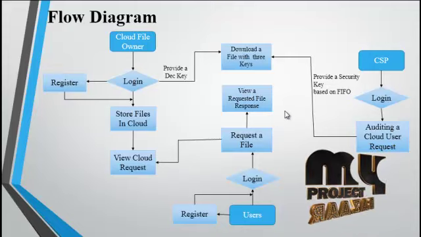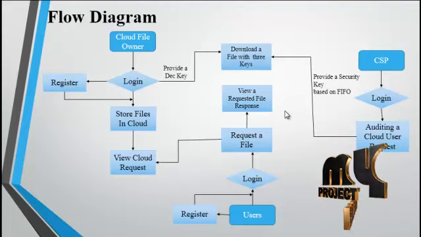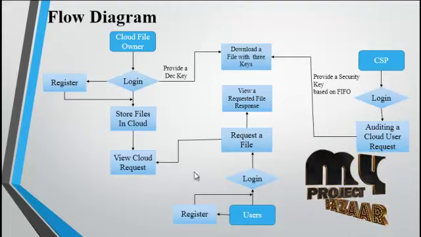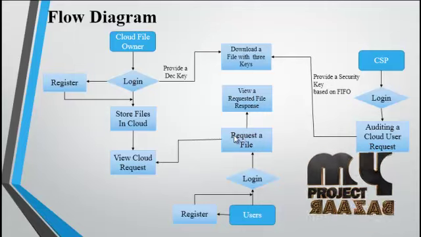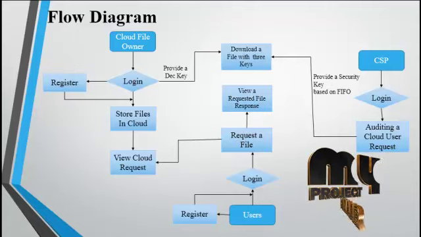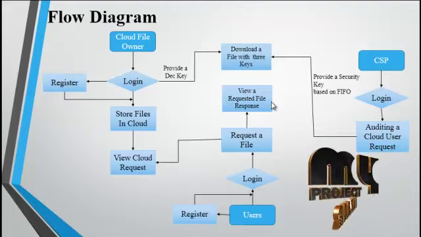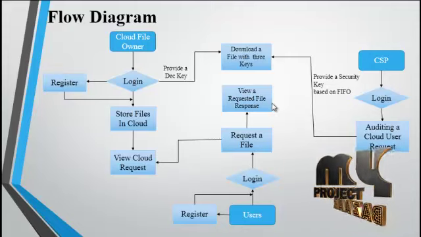The attribute key is generated automatically when the user logs into the system. This key is updated on every login for security purposes and individual identification. Finally, the user can view the requested file response if they get the key from the CSP. The user can download a file with three valid keys: the security key, the decryption key and the attribute key.